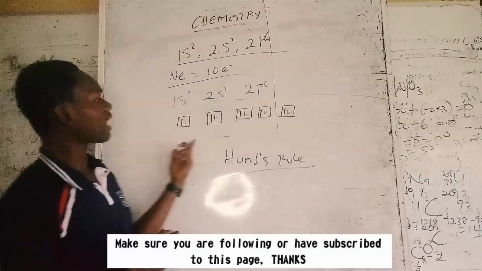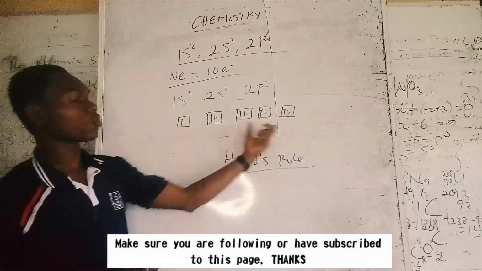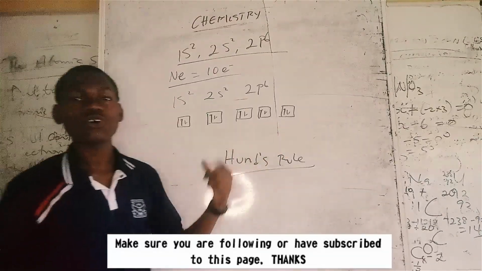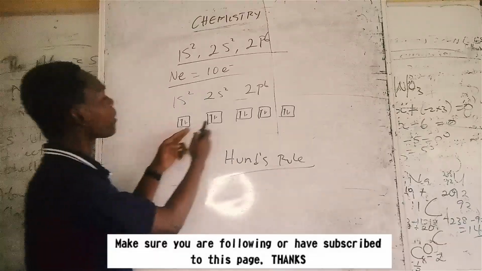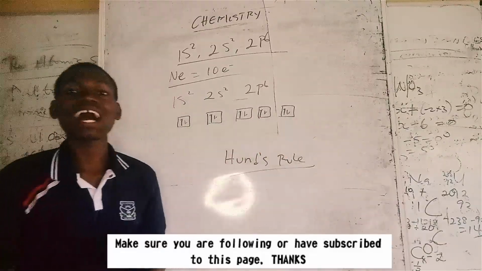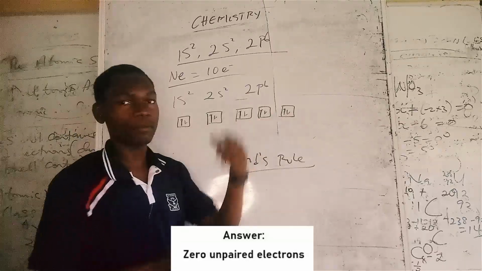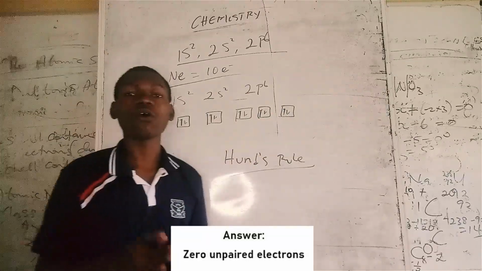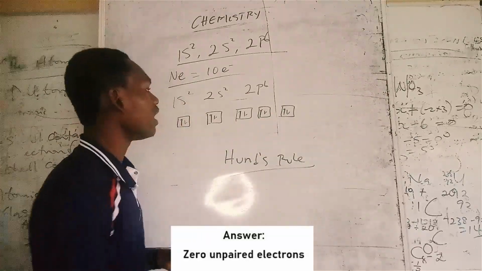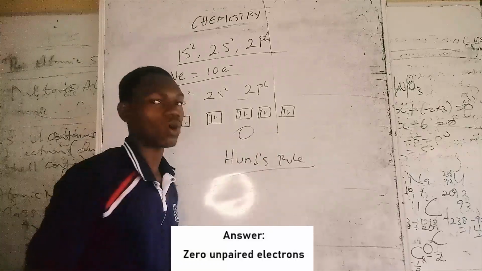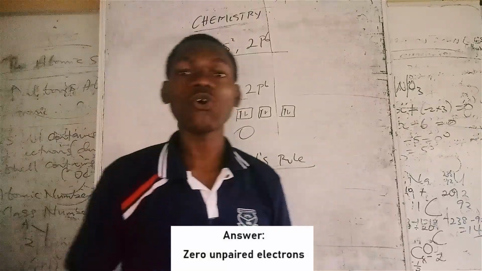Now, merely looking at this configuration, we can observe that there are no unpaired electrons. Every box or every subshell has a paired electron. They are paired here, paired, and paired. So the number of unpaired electrons here is 0. So our answer there is 0 unpaired electrons.